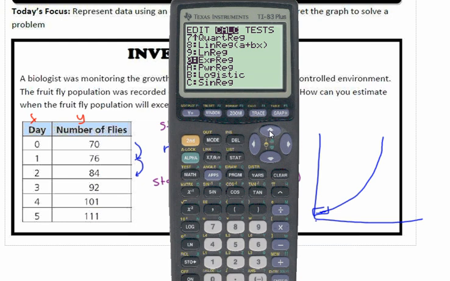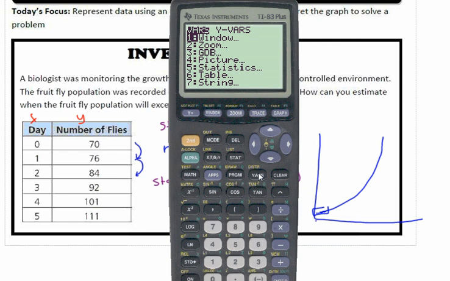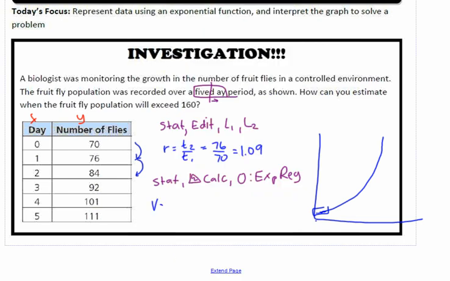I like to just push 0 because I'm getting in the habit of it, when you've typed it in a million times. I've just done this more times than you. Vars. Okay, so I'm going to write this down. Vars. Then we use the right arrow over to Y vars. And now we went to number 1, which is function.